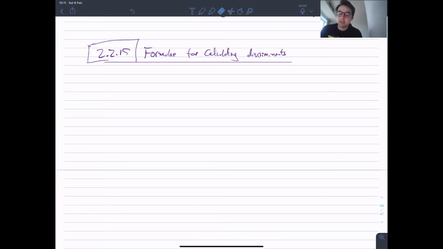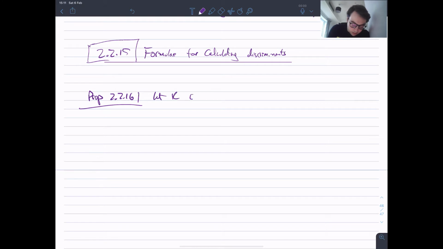All right, so let's continue by giving some explicit ways of calculating some discriminants. So you have a bunch of formulae which will help us do this and make this problem a lot easier. So we begin with a proposition 2.2.16, which says the following.